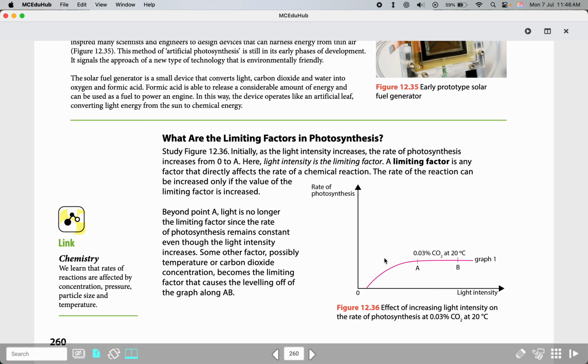Now, beyond point A, light is no longer the limiting factor since the rate of photosynthesis remains constant even though light intensity increases. So then the other two factors, for example temperature or carbon dioxide, could potentially become the limiting factor. Why I say could potentially, it does depend on whether or not you can increase that factor further. For example, if you're talking about temperature, there's a limit. I can't keep on increasing the temperature. So at this point, we say that light is no longer the limiting factor because the rate of photosynthesis remains constant even when light intensity increases.